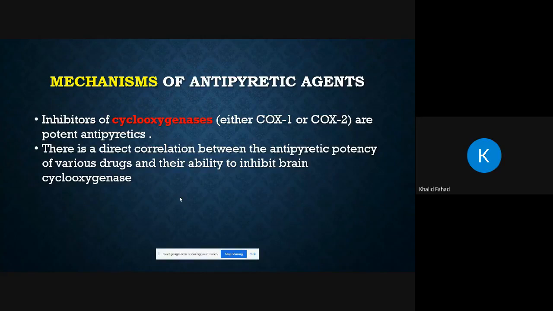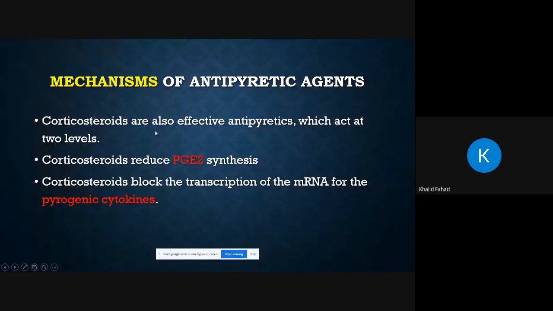Another antipyretic is corticosteroids, which are also effective as antipyretics and act at two levels. Corticosteroids reduce prostaglandin E2 synthesis in the brain, and they also block the transcription of messenger RNA for the pyrogenic cytokines. So they block the synthesis of cytokines and also of prostaglandin E2 by two mechanisms, on the cellular level and on the synthesis of prostaglandin E2.